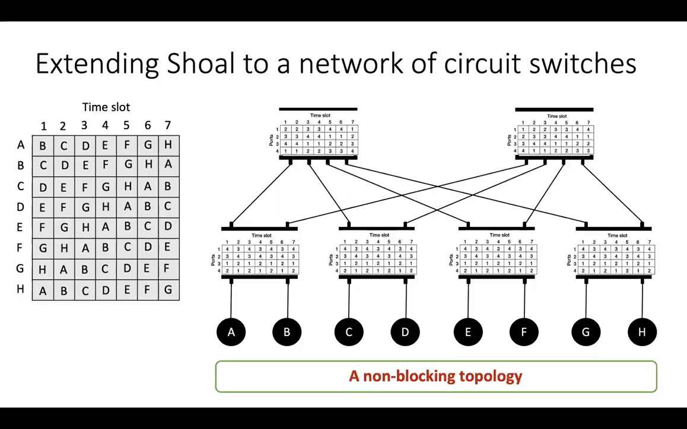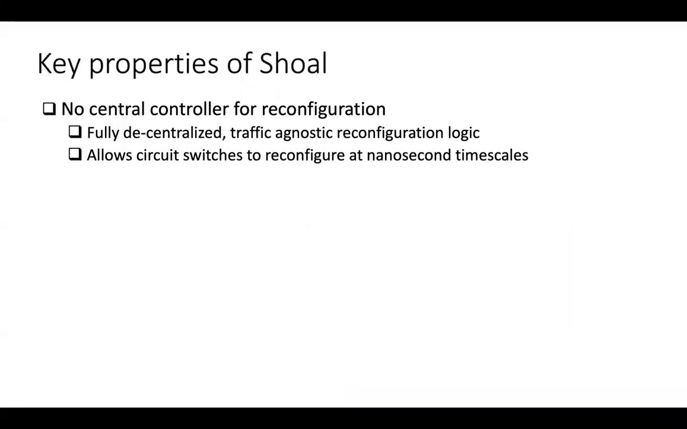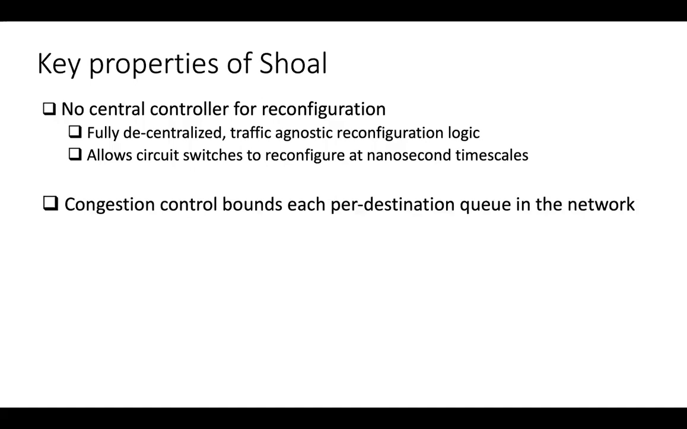Okay. So let me summarize the key properties of Shoal. So Shoal proposes a fully decentralized traffic agnostic reconfiguration algorithm for circuit switches, which is shown to be extremely fast, which allows Shoal to switch at nanosecond timescales. Second, Shoal couples that with a novel congestion control algorithm that bounds every per destination queue in the network.